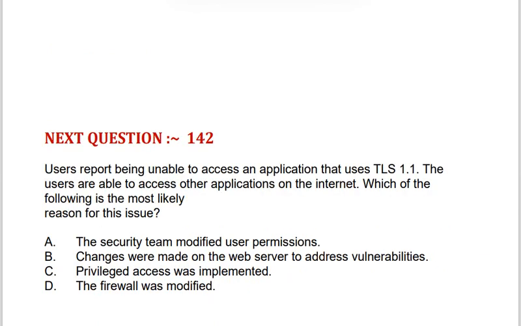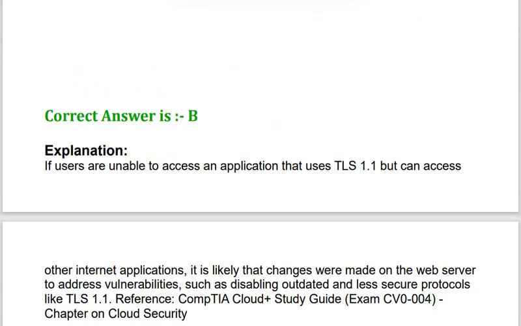Question is, users report being unable to access an application that uses TLS 1.1. The users are able to access other applications on the internet. Which of the following is the most likely reason for this issue? Option A, the security team modified user permissions. Option B, changes were made on the web server to address vulnerabilities. Option C, privileged access was implemented. Option D, the firewall was modified. Correct answer is option B.